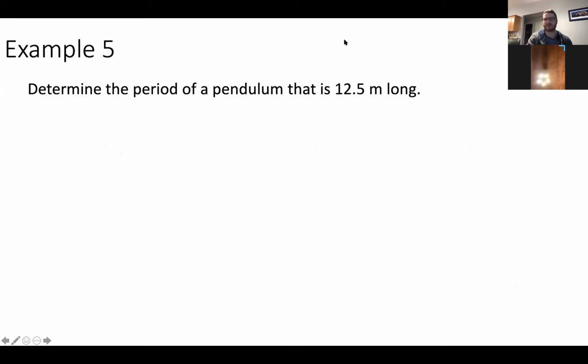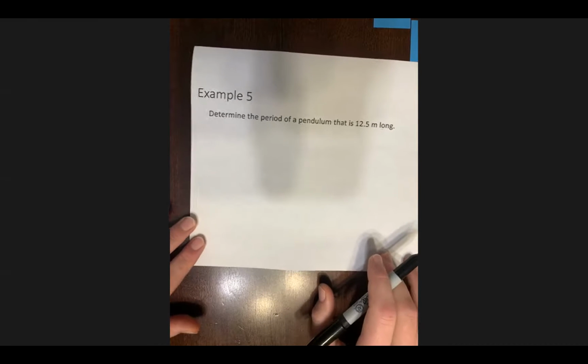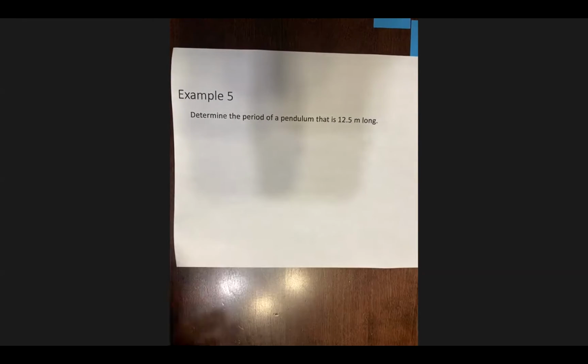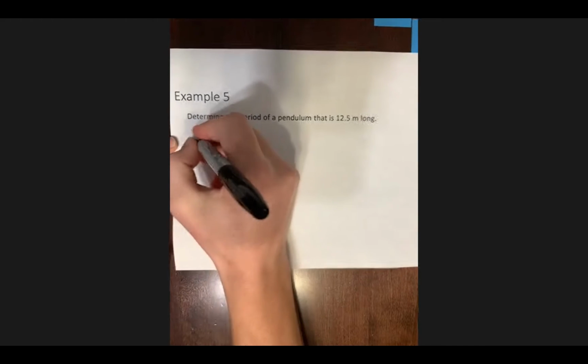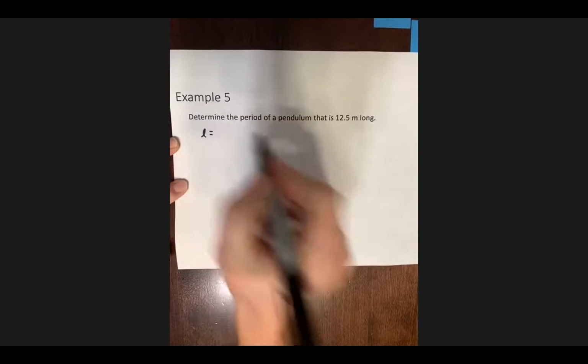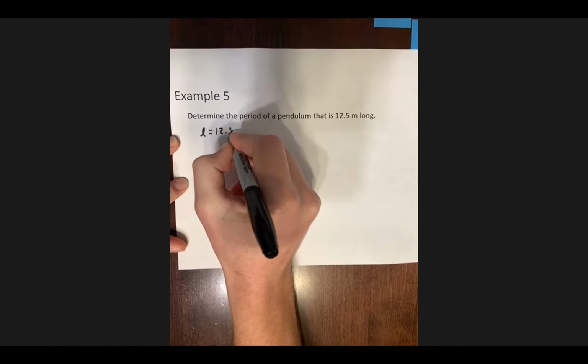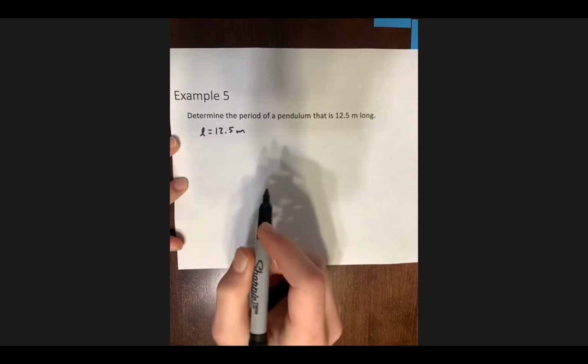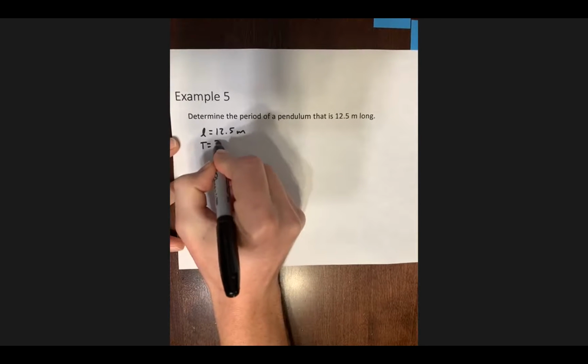All right, so example 5, we are determining the period of a pendulum that is 12.5 meters long. So not a whole lot of information, but that's okay because we don't need a lot. Remember, this only really relies on the length of the pendulum and the acceleration due to gravity of that environment. So example 5, we're given the length. So L, that's my fancy length, is 12.5 meters. And that's all we know. We're looking for the period.